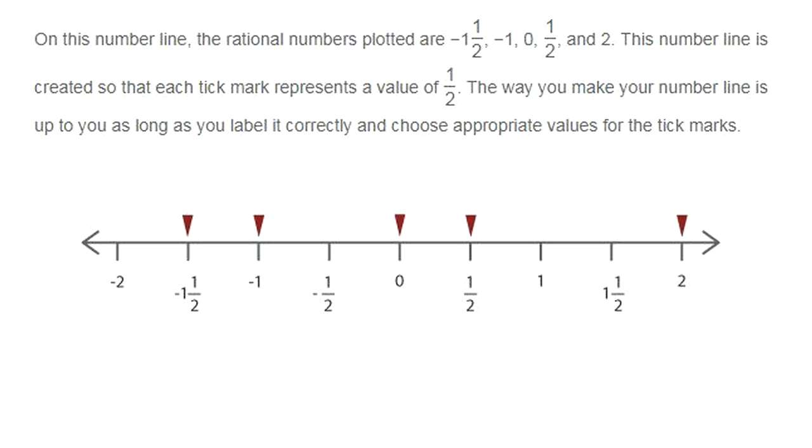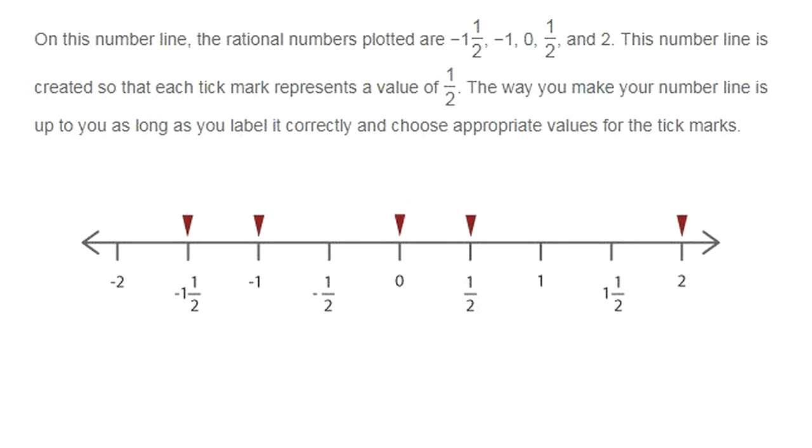So we have rational numbers on our number line now. We have negative 1.5, negative 1, 0, positive 1/2, and 2. This number line is created so that each tick mark represents a value of 1/2. The way you make your number line is up to you, as long as you label it correctly and choose appropriate values for the tick marks.